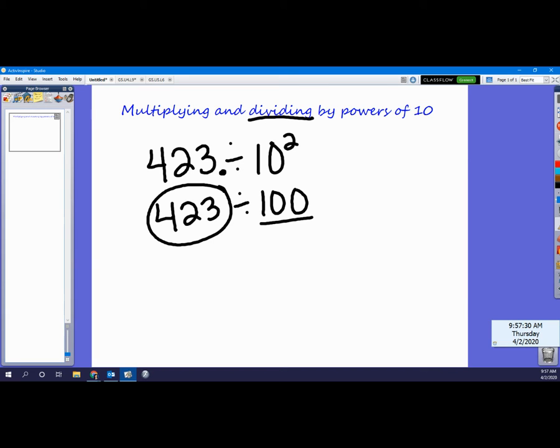In this case, our exponent is 2, and remember that 2 comes from the 2 zeros that we have, or the 2 tens that we have to multiply to get the 100. So because that exponent is 2, our decimal is going to jump forward 2 places. So our answer here is 4 and 23 hundredths.